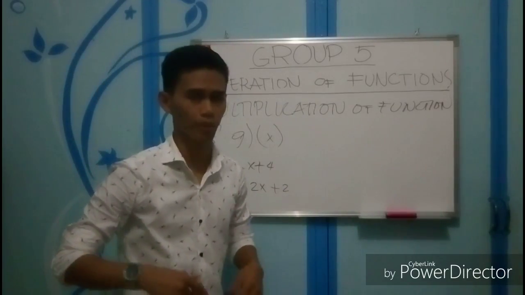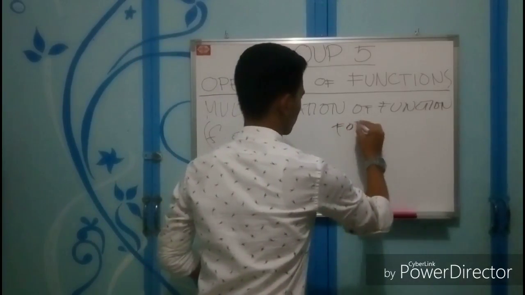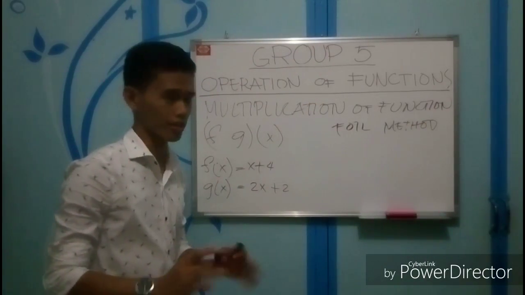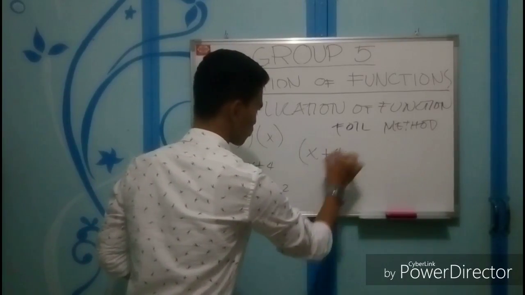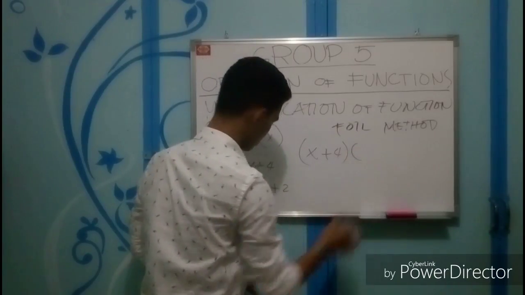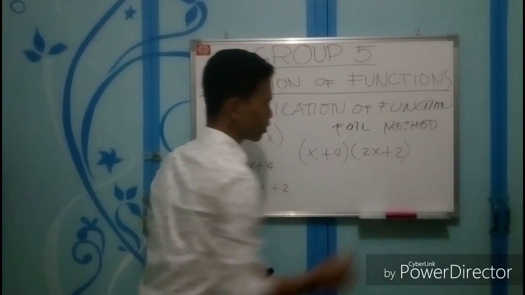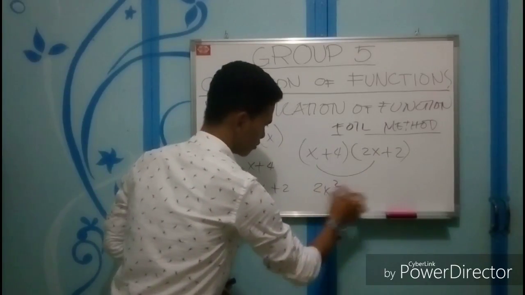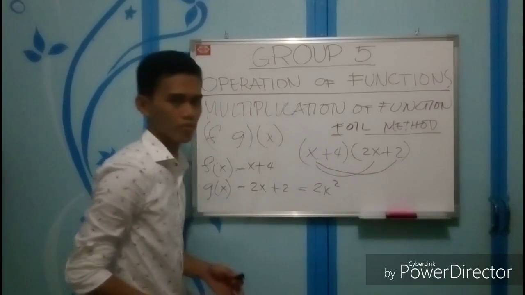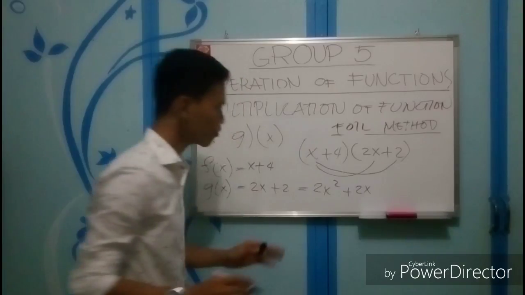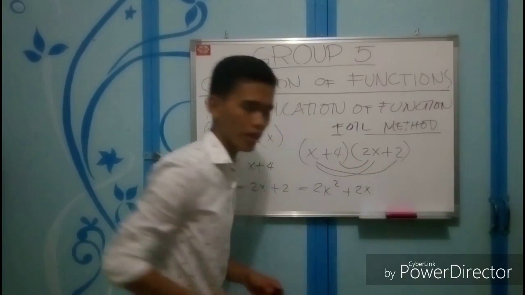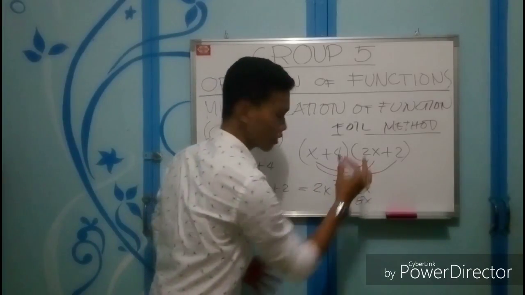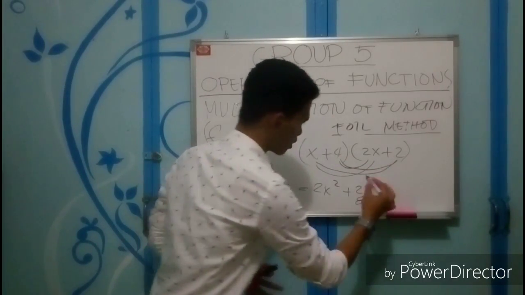So we're going to use the FOIL method. What is the FOIL method? So the FOIL method looks like this. x plus 4 multiplied by 2x plus 2. We're going to use the FOIL method. So x times 2x is equal to 2x squared. x times 2 is equal to 2x. Then after, 4 times 2x is equal to 8x. Then after, we're going to multiply 4 times 2. It's equal to positive 8.